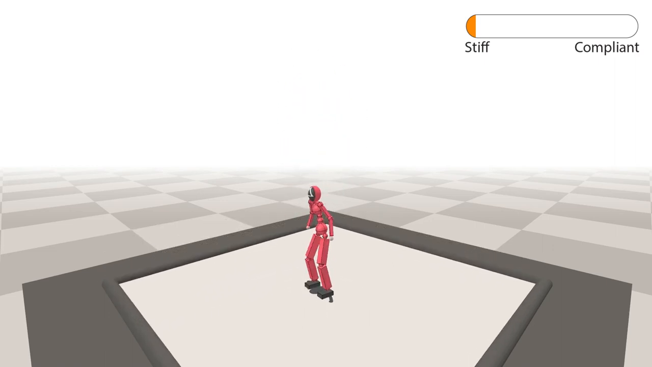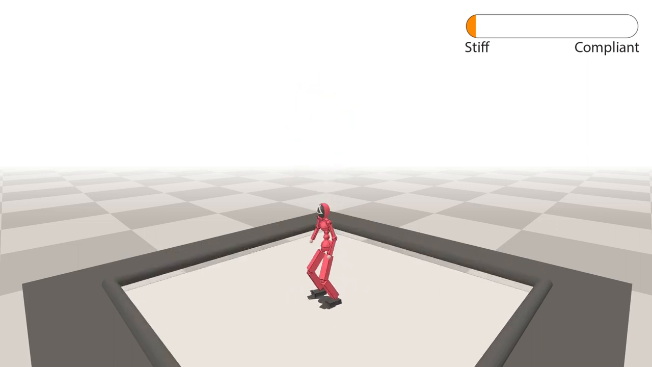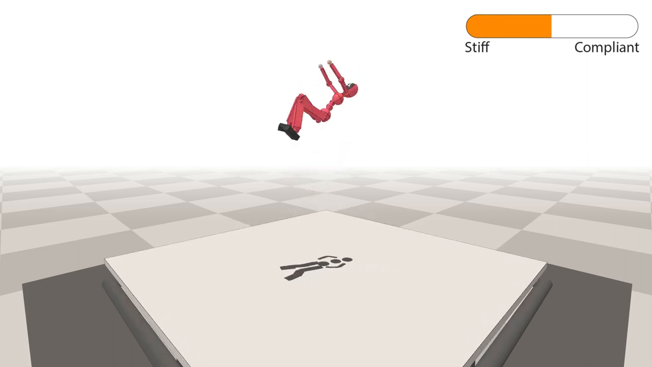Our framework is able to produce various motor skills on the trampoline, ranging from balancing to backflip.